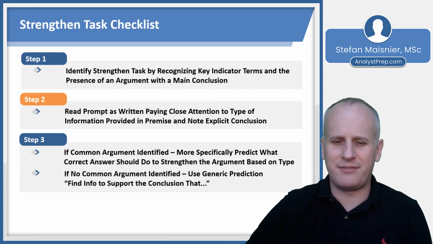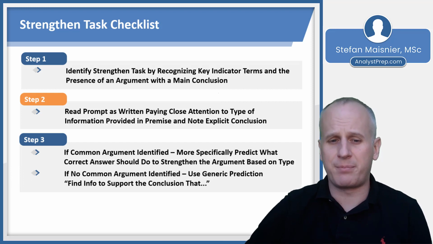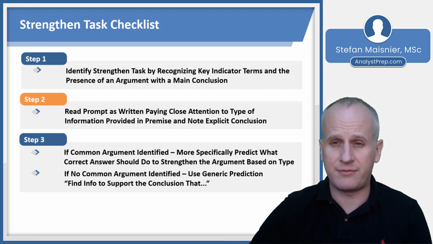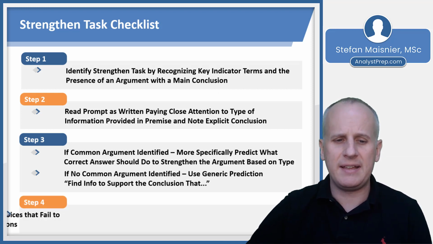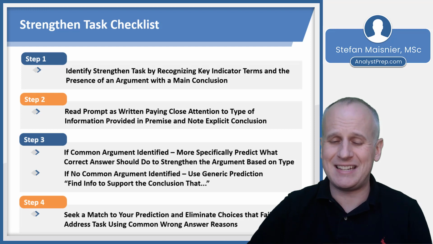But if you can't identify a common argument, then you can just use the generic prediction of find info to support the conclusion, whatever the conclusion is for that particular argument. And as always, you'll want to seek a match to your prediction if you can find one. Then you can move more quickly through elimination because you feel pretty good about your prediction and the choice that matches it. But you can always rely on eliminating choices that fail to address that task as well, using our common wrong answer reasons that we saw in the examples.